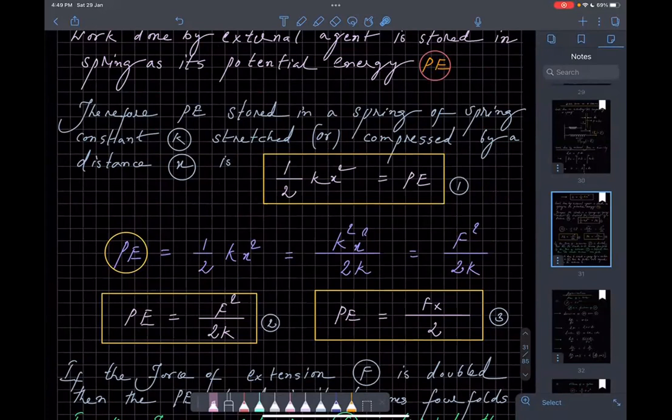Now I'm asking you one question. Listen carefully. If the force is increased by 100%, what will be the percentage increase in potential energy? Can you repeat the question, sir? If the force applied to extend the spring is increased by 100%, what will be the increase in percentage of potential energy stored? 50%. No. 200%. No. 100%, sir.